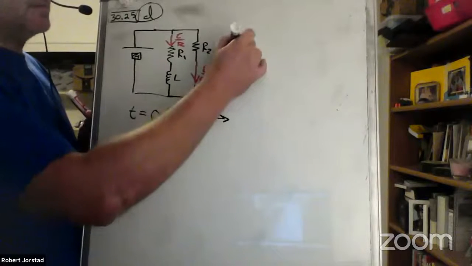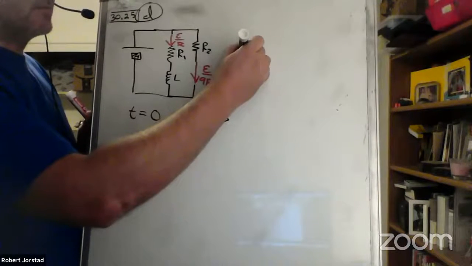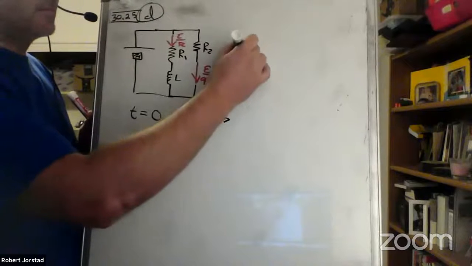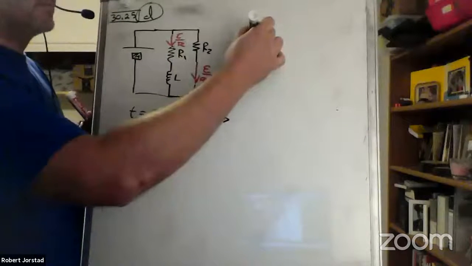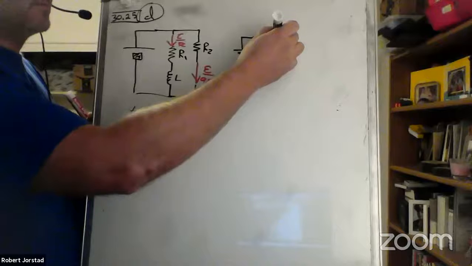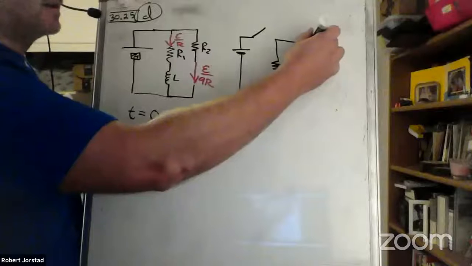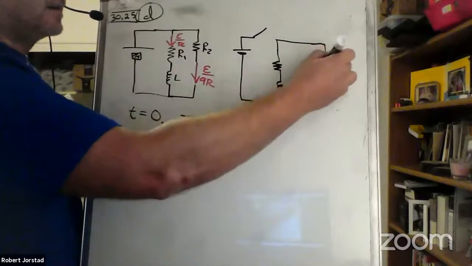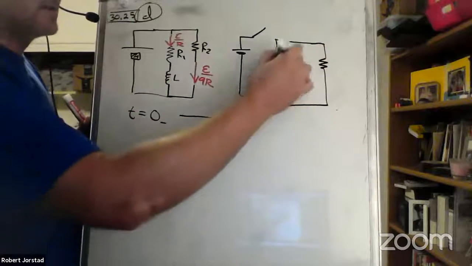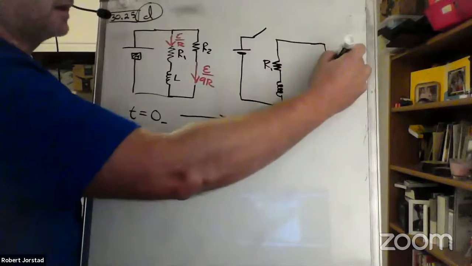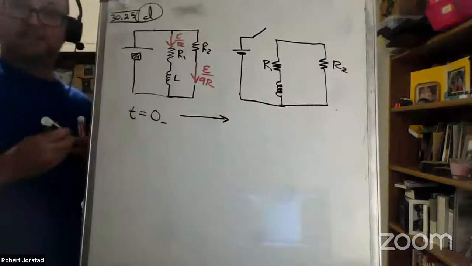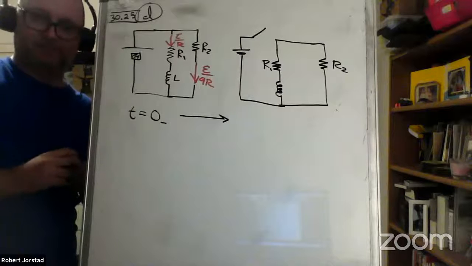What's going to happen when we reopen the switch? The inductor will keep pushing current down, then up the right resistor. So this is R1, R2. The inductor preserves which current?